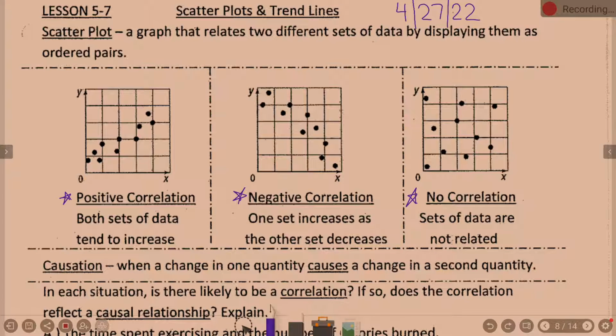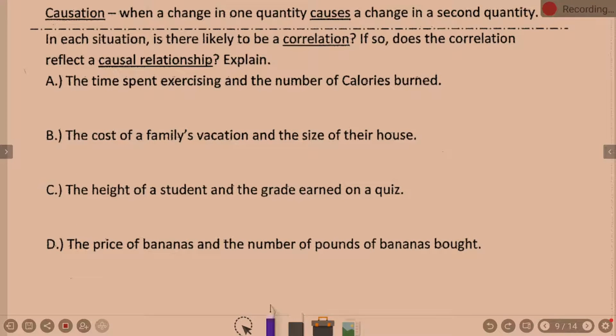So what we're going to do down here is talk about, in each situation, is there likely to be a correlation? And if so, does the correlation reflect a causal relationship? I want to say casual so bad, but causal, based on is there causation?